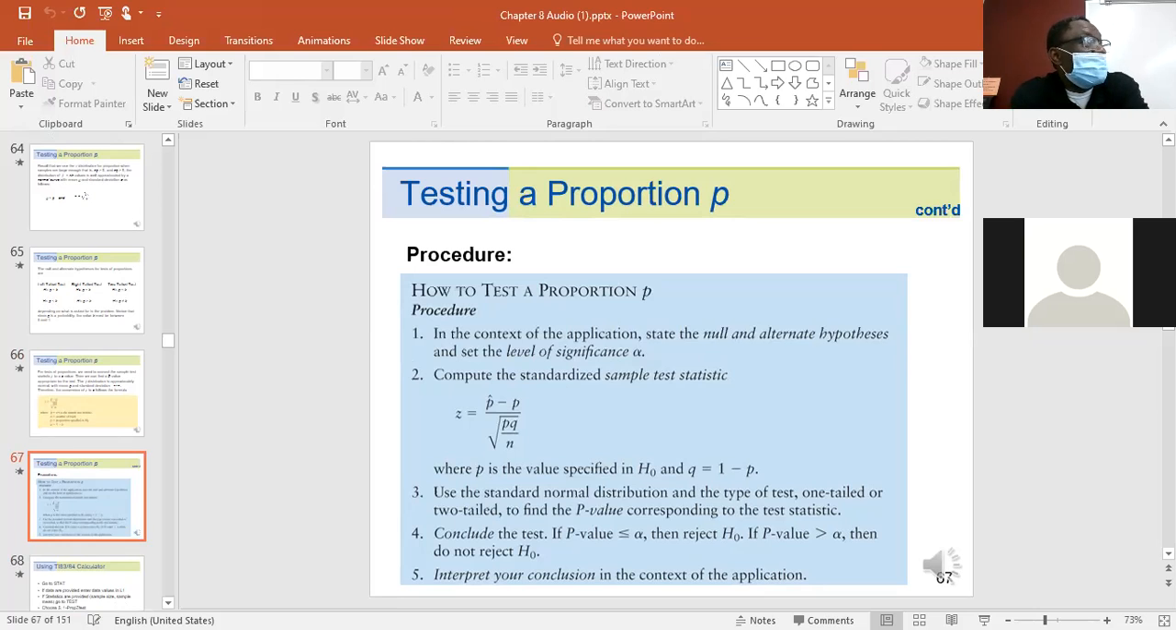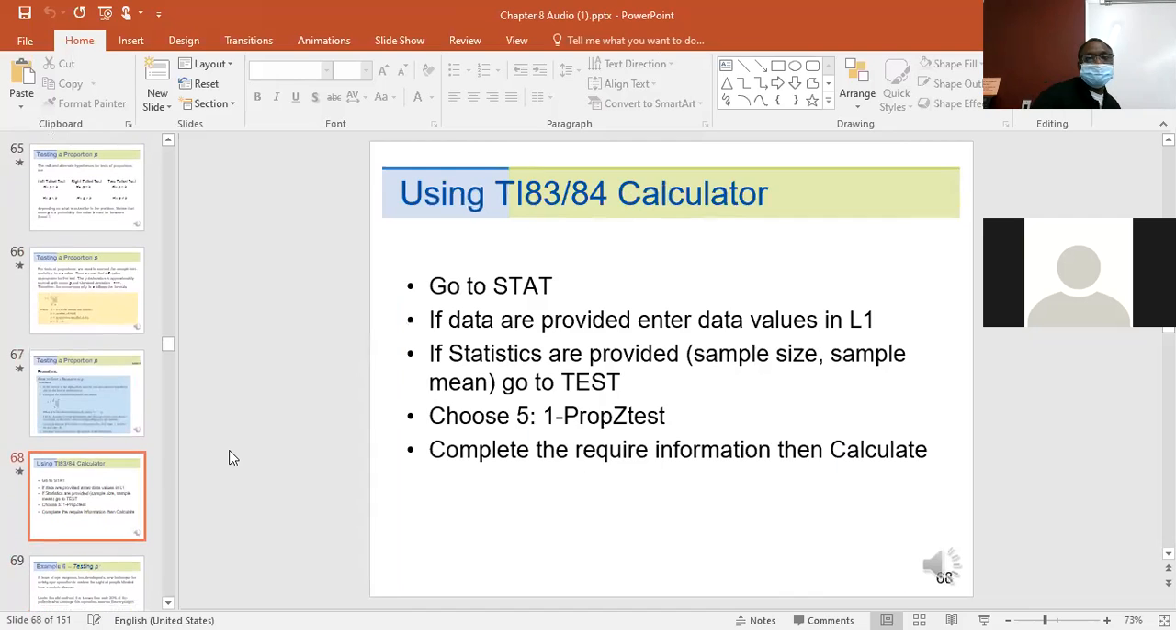Our decision is about rejecting or not rejecting the null hypothesis. If the p-value is less than alpha, we reject the null hypothesis. Otherwise, we do not reject the null hypothesis. I'm trying to recall what we did on Tuesday.